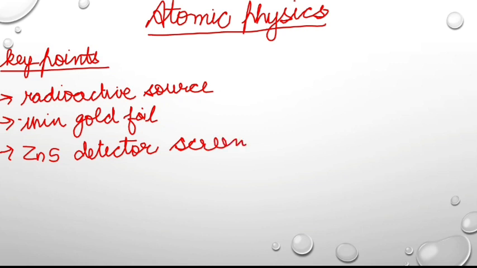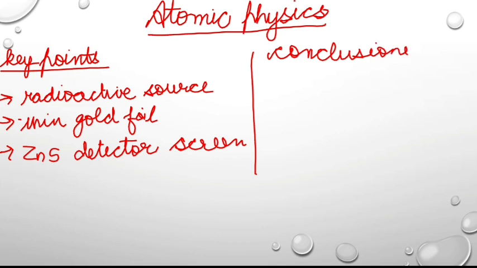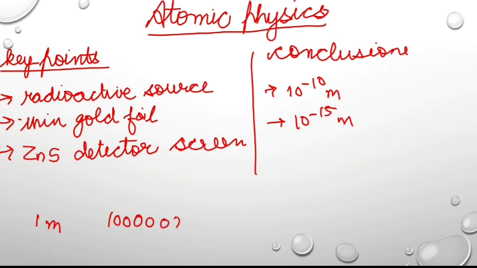And after the key points, we also know the conclusions. What were the conclusions for Rutherford's model of the atom? First of all, the atom is of the order of 10 to the power minus 10, but for the nucleus the range is 10 to the power minus 15. So you can see that if the nucleus is 1 meter broad, then the atom will be that many meters more than the nucleus. This was the distinction that was made.